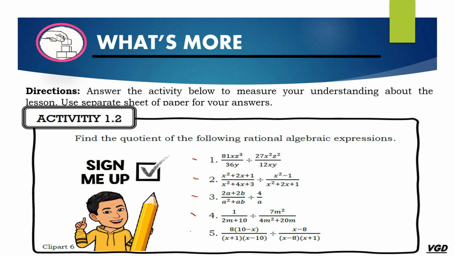And for the last number, number 5, we have here 8 times the quantity of 10 minus x over the quantity of x plus 1 times the quantity of x minus 10 divided by x minus 8 over the quantity of x minus 8 times the quantity of x plus 1. I know you can just do it.